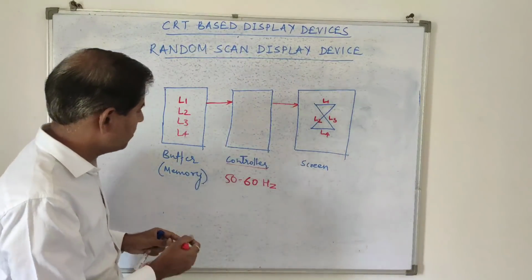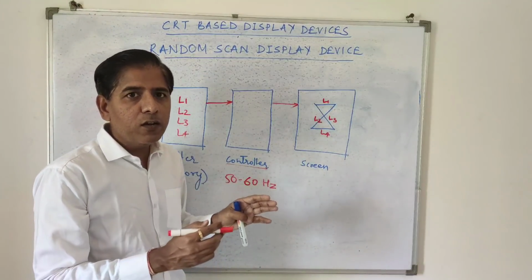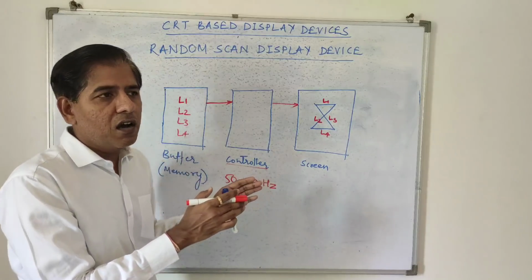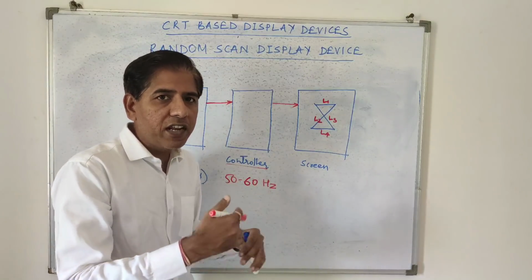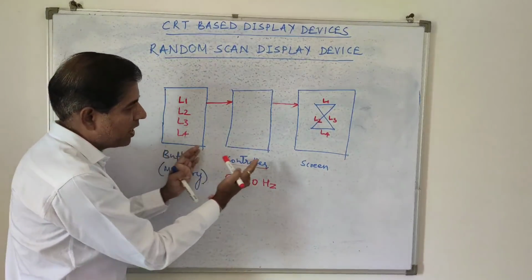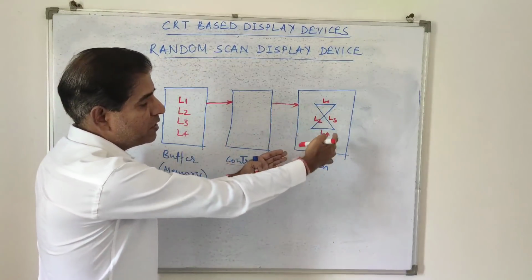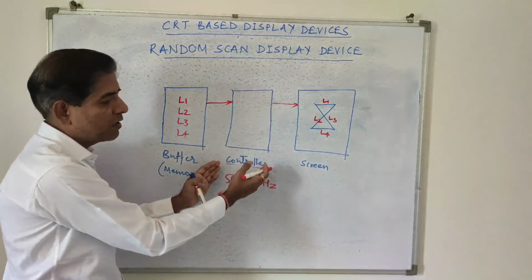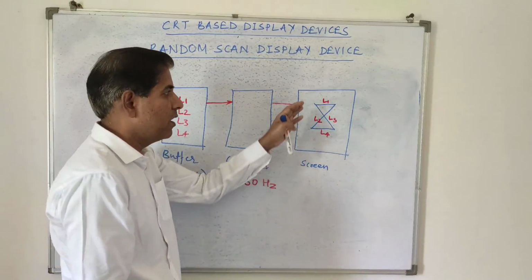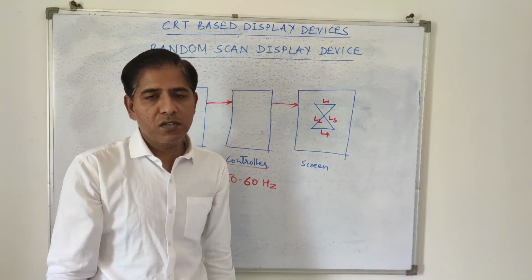So in the random scan display device, they are trying to eliminate some of the problems with the DVST, that is the problem of erasing, by introducing the buffer and a controller. The buffer stores the information of the entities on the screen, and the function of the controller is to transfer the information to the screen so that the entity would look continuously appearing on the screen.